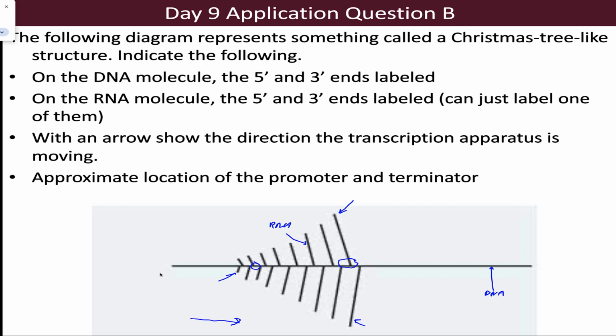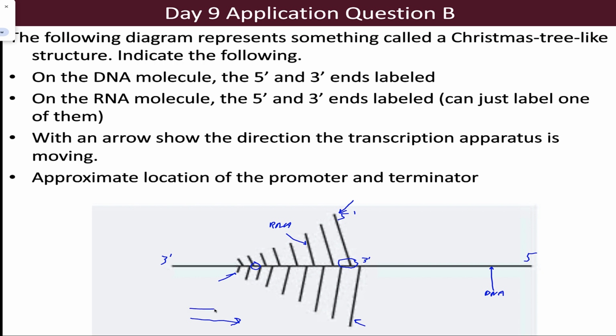We know that DNA is read 3' to 5'. So we know the 3' and 5' ends are as such. And we know that RNA is synthesized 5' to 3'. So we know that these ends were the first part that was transcribed or made, so that has to be the 5' end. And we know the ends closest to the DNA are the 3' ends.